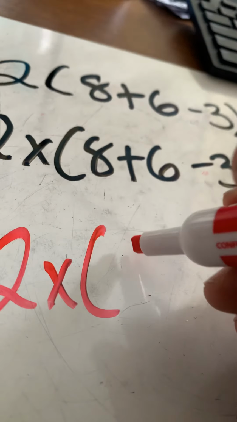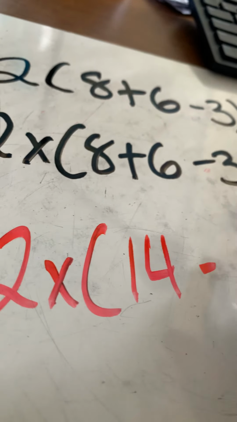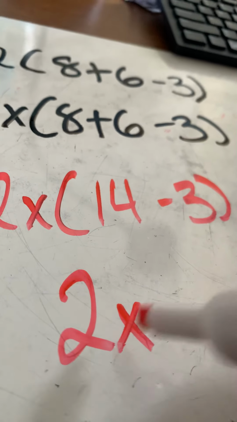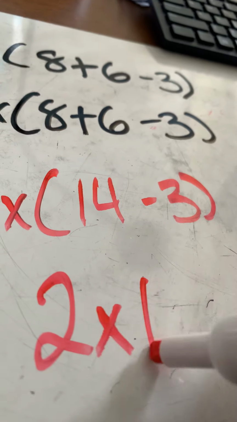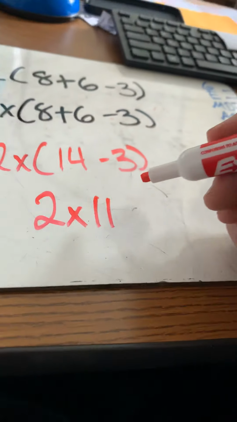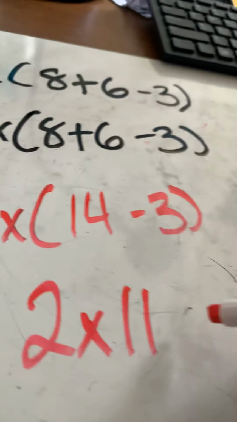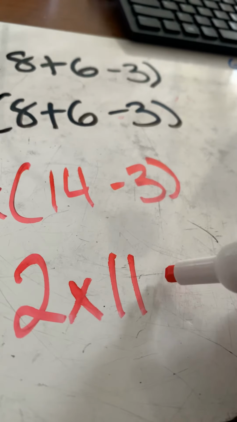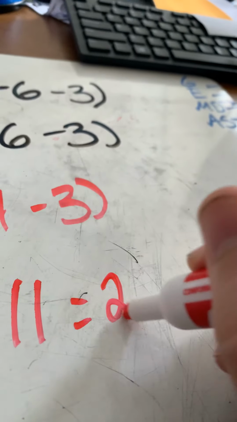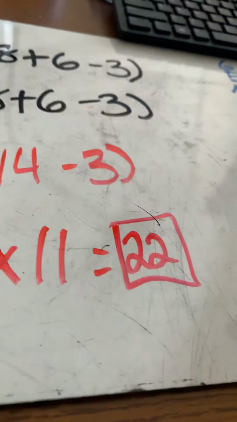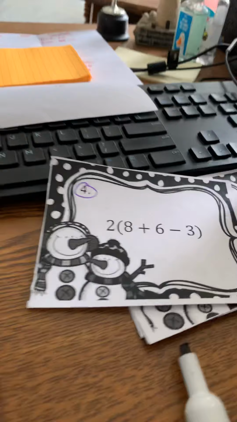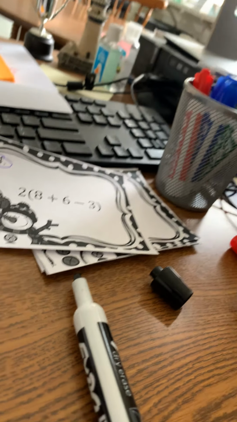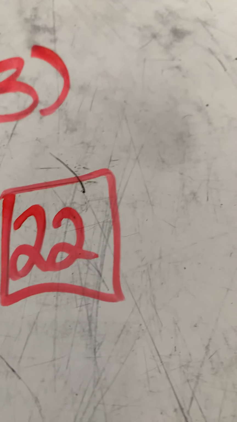8 plus 6 is 14 minus 3. Still bring down my 2 times. 14 minus 3 is 11. I know my multiplication facts. Sorry, I'm trying not to snooze. 11 times 2 is 22. So for question number 4, you're going to put on this blank 22.